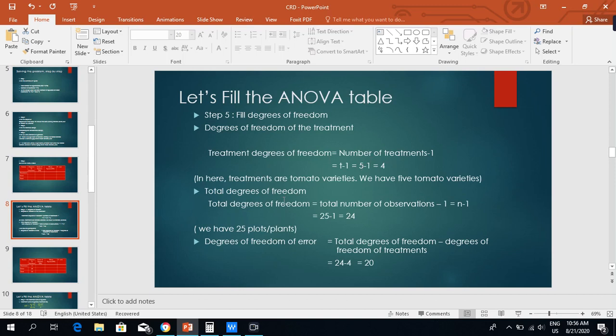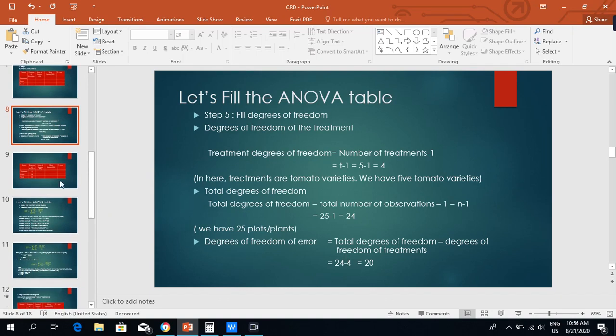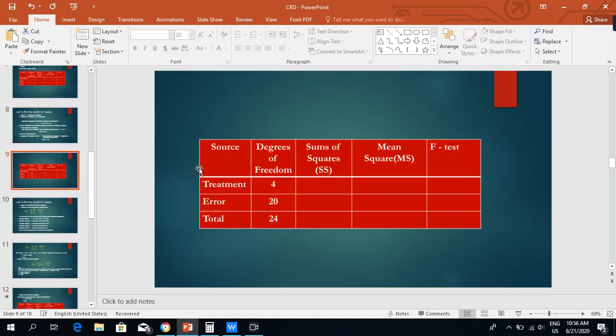And the total degrees of freedom is equal to total number of observations minus 1. We have 25 observations, minus 1 is equal to 24. Degrees of freedom of error is equal to total degrees of freedom minus degrees of freedom of treatment. 24 minus 4 is equal to 20. Like that you can fill the degrees of freedom column as follows.